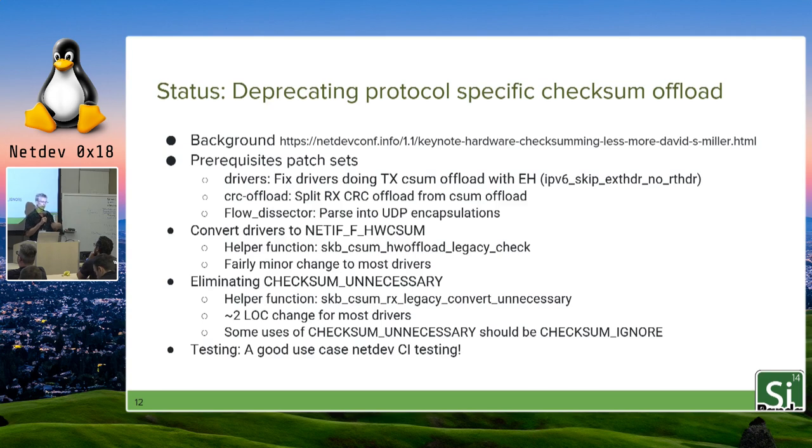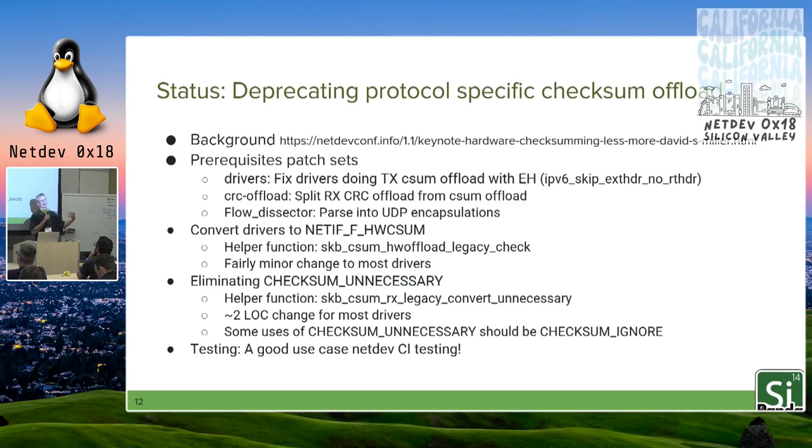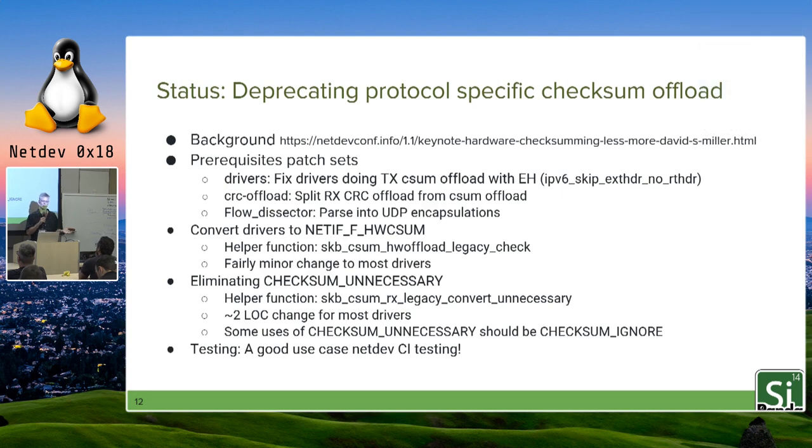Trying to do the normal incremental approach in Linux, we actually have to kind of backtrack. There are some prerequisites we need to fix. As I mentioned, we need to fix drivers that can't support checksum offload with routing headers. CRC offload is kind of an interesting one. There are a few drivers that support this. But the odd thing is, this is still checksum unnecessary.